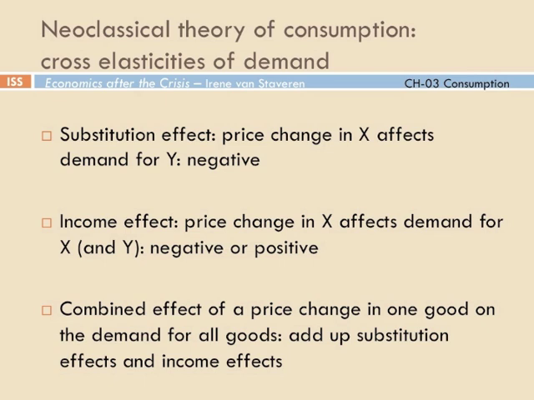The income effect says that if the price of good X goes up, you will buy less of good X, or you buy less of good Y, or you buy less of the one good, but then more of the other good. The total effect of the cross elasticity is adding up the substitution effect and the income effect.